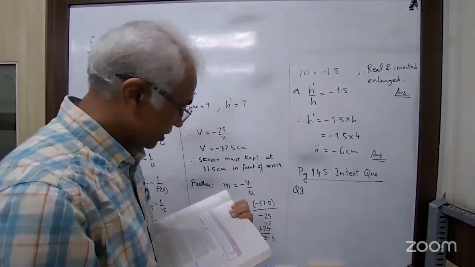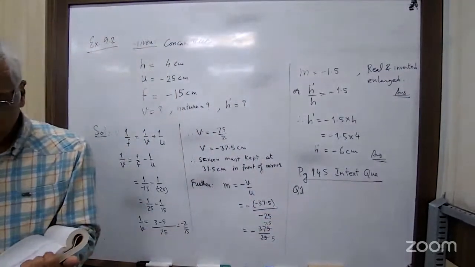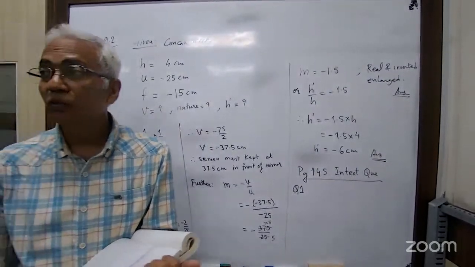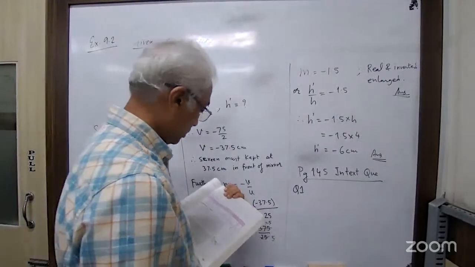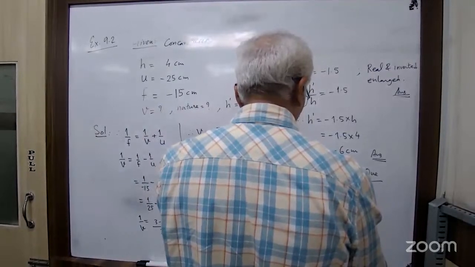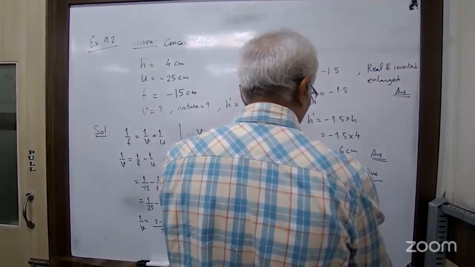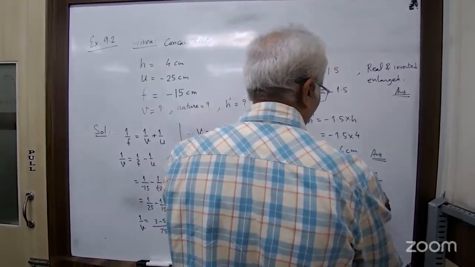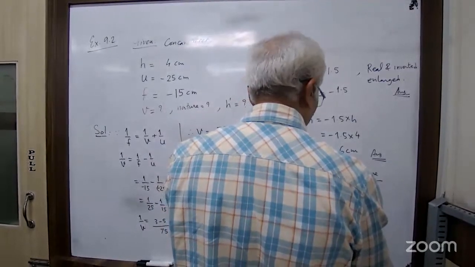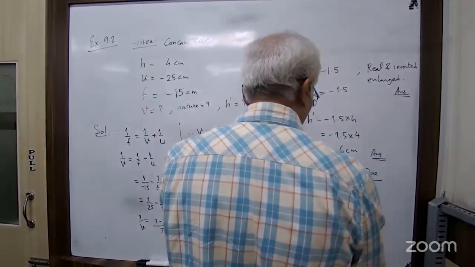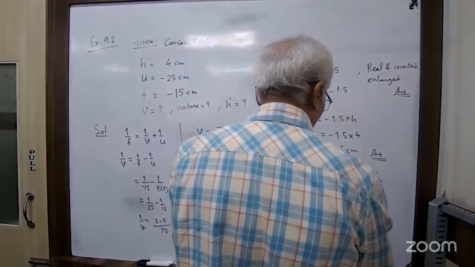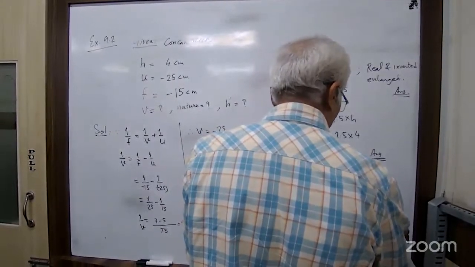What is given is you have a convex mirror whose radius of curvature given is 32 centimeters. You have to find what is the focal length. Plus or minus? Plus. So given convex mirror, and R is equal to 32 centimeter. It has to be plus only. Therefore, F is equal to R by 2, 16 centimeters. This is the answer.